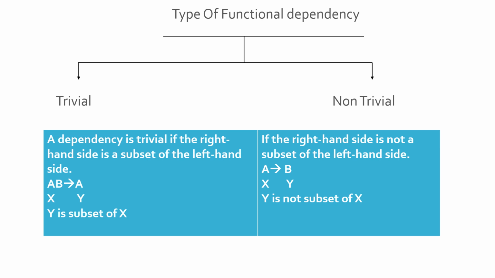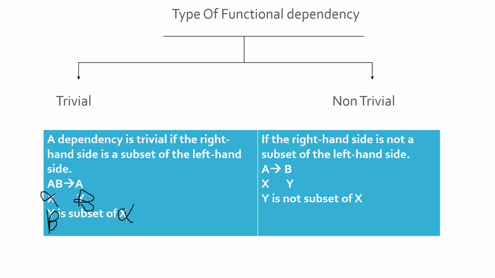Just like A is functionally dependent on A and B. Let's say A and B is alpha and A is beta. So beta is a subset of alpha. Therefore, we can say that it is a trivial functional dependency.